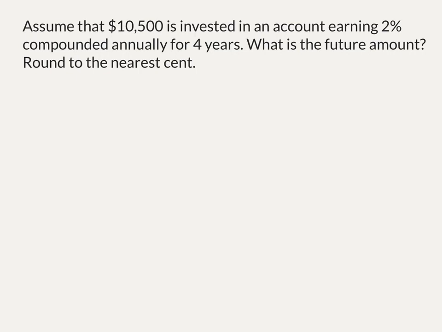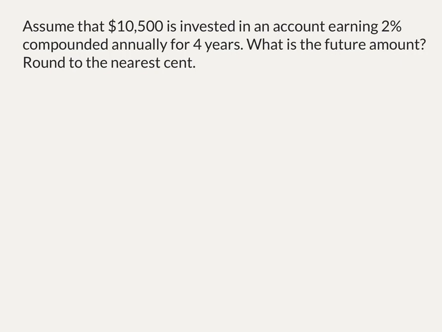Assume that $10,500 is invested in an account earning 2% compounded annually for 4 years. What is the future amount? Round to the nearest cent. To solve this problem, we're going to first identify the number of times the investment is compounded a year and multiply it by the number of years the investment will stay in the account.